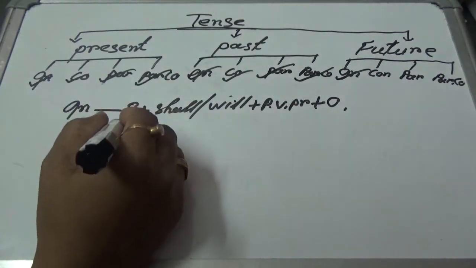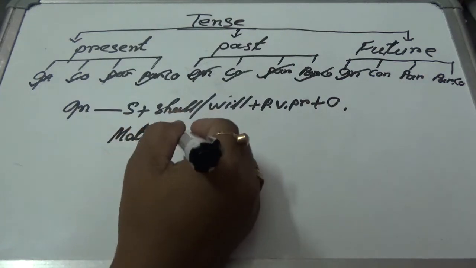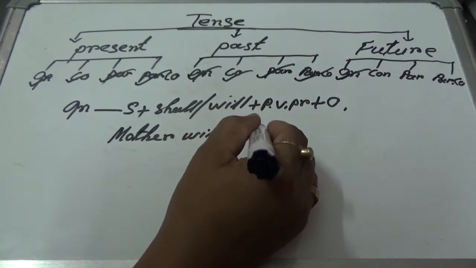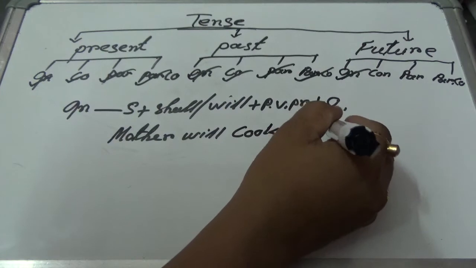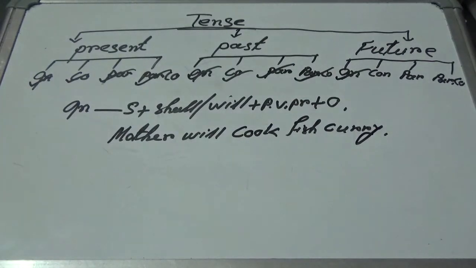Now try to make the sentence. Mother will cook fish curry today. You can write, no problem. Mother, you can grow the object of your necessity, no problem, if you clear the fundamental structure. So the necessary structure: mother will cook fish curry today. You can make sentences, that means you can speak.